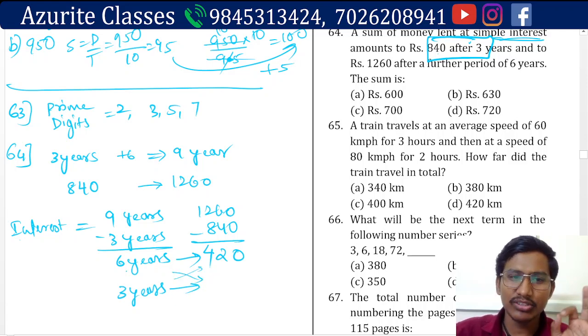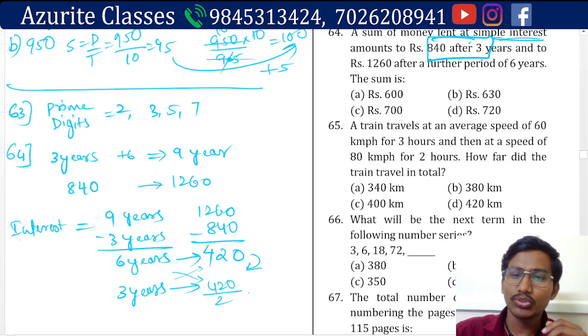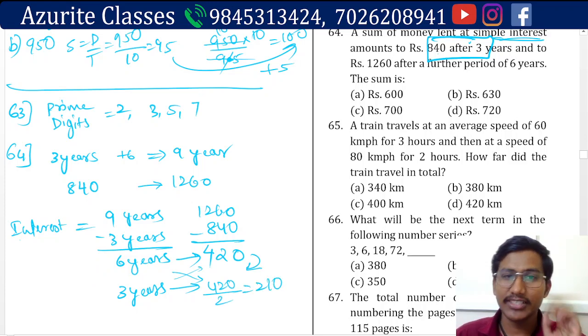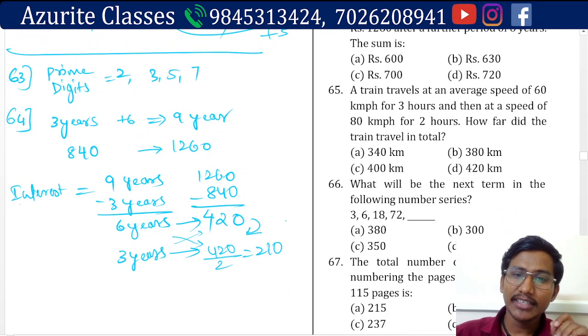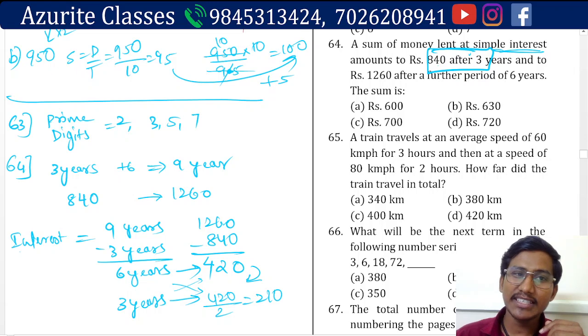I will take half, because half of 6 is 3. So half of 420: if you take 420 by 2, it will be 210 rupees interest. The 210 rupees interest is for how many years? 3 years. So we know the sum for 3 years is given as 840.